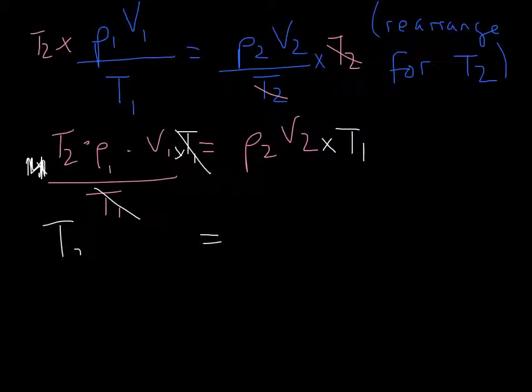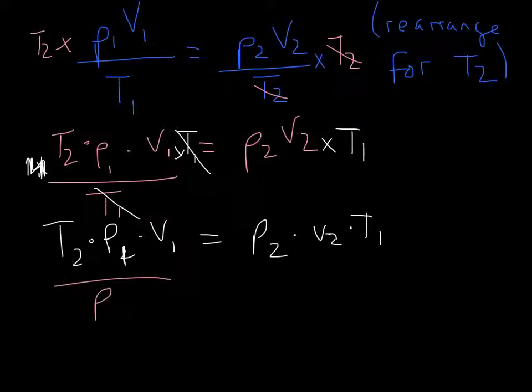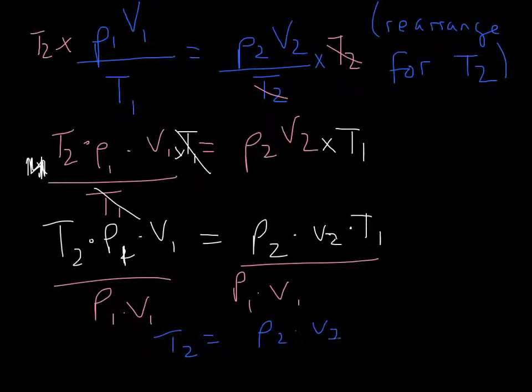So we have T2 times P1 times V1 equals P2 times V2 times T1. Well, to isolate for T2, all we need to do is divide by P1 times V1. And we get our final answer of T2 equals P2 times V2 times T1 all over P1 times V1.